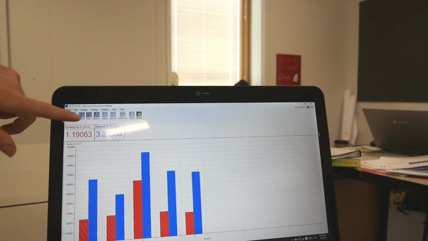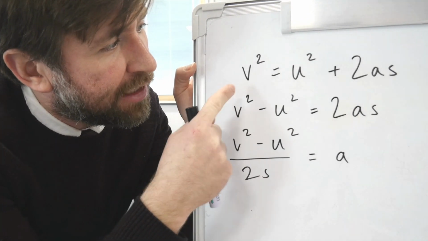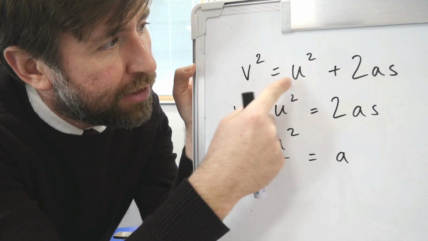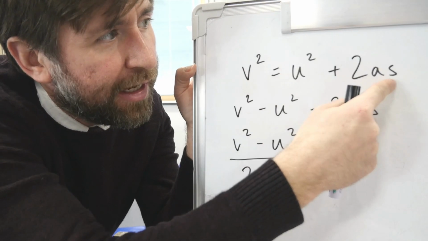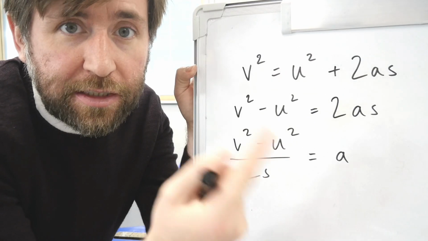This is the initial speed, this is the final speed. So this is an equation of linear motion. It says final speed squared is equal to initial speed squared plus 2as, the acceleration and the distance. And we know the distance between those two light gates is half a meter.